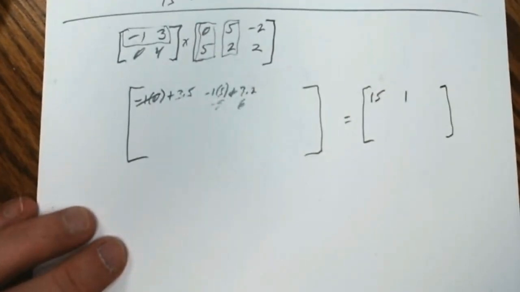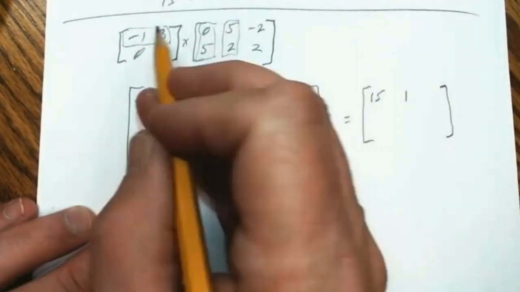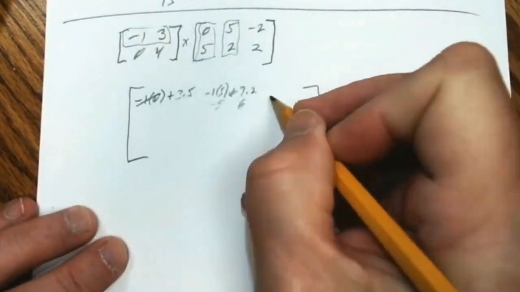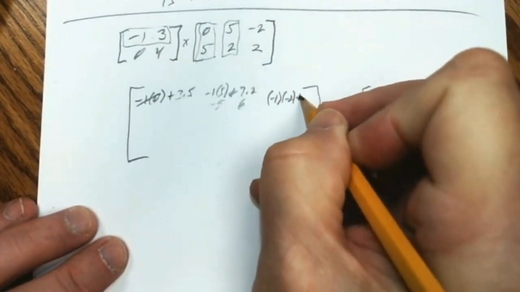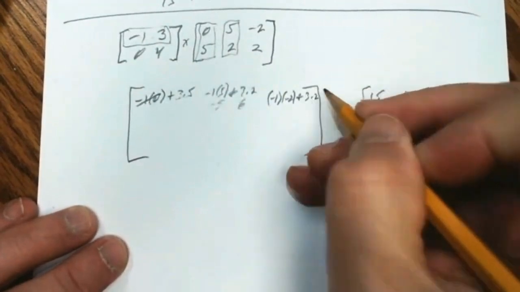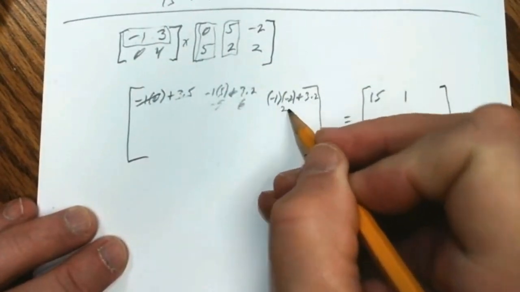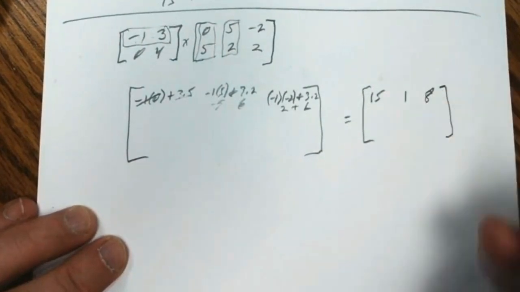Now the first row times the third one. -1 times -2 added to 3 times 2. -1 times -2 is 2. 3 times 2 is 6. So 8.